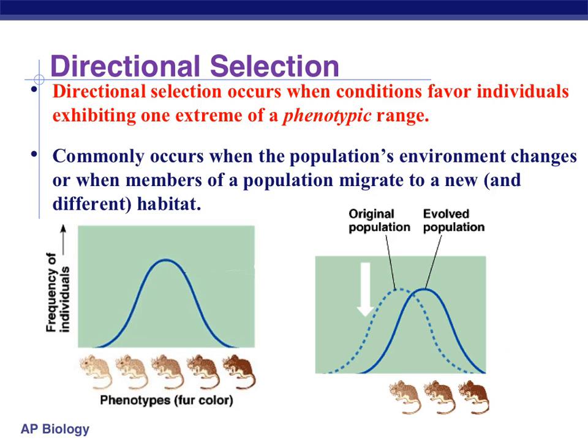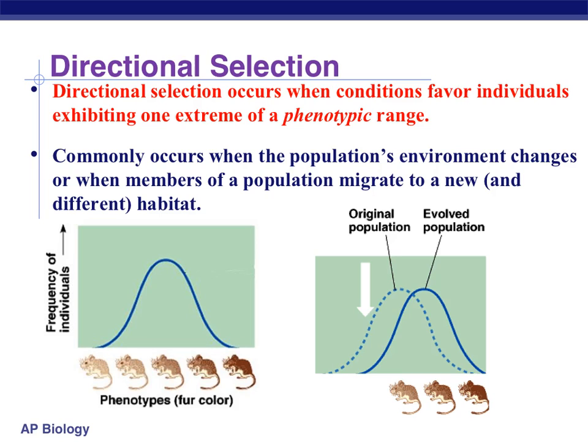So in this example, we're going to use our dotted line to represent our original population. This arrow represents the point at which the directional selection is going to start working, and you'll notice there is a shift in the population showcasing just the darker of the mice and not the lighter.